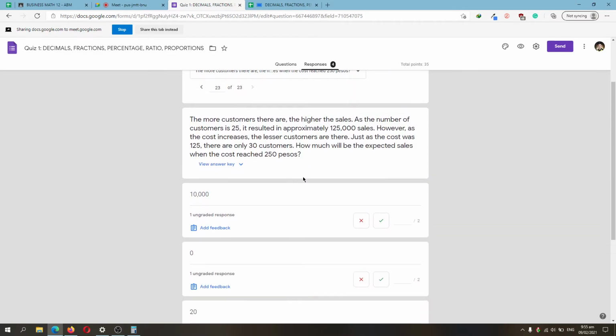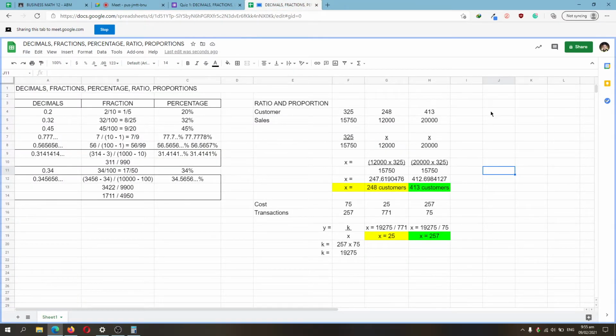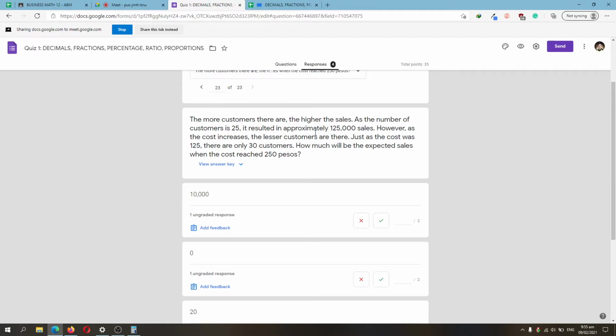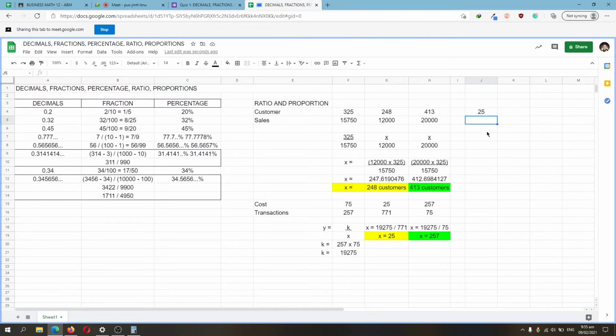So, gagawin natin, the more customers there are, the higher the sales. As the number of customers is, ayan, binigyan tayo. The number of customers is 25. So, meron tayong customer na 25, tapos meron tayong approximately 125 na sales. So, 125 na transactions.